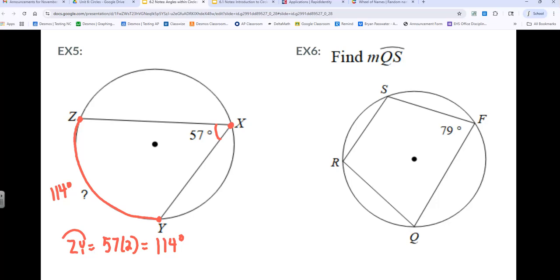So 6 looks a little more complicated, but it's asking us for the measure of arc from Q to S. If they only use 2 letters, it's the shortest distance. So we're talking about this here. Now, here you don't have any central angles. You only have an inscribed angle. And that inscribed angle for this one would be angle SFQ. So, Jose, what would I do on this one to find the measure of arc QS?